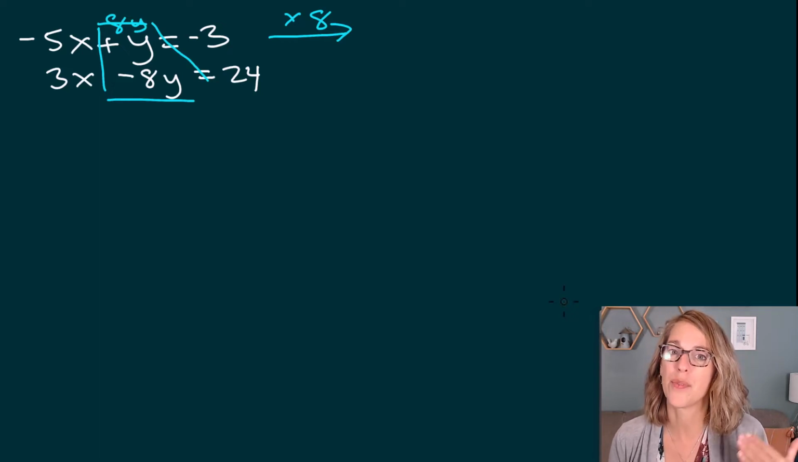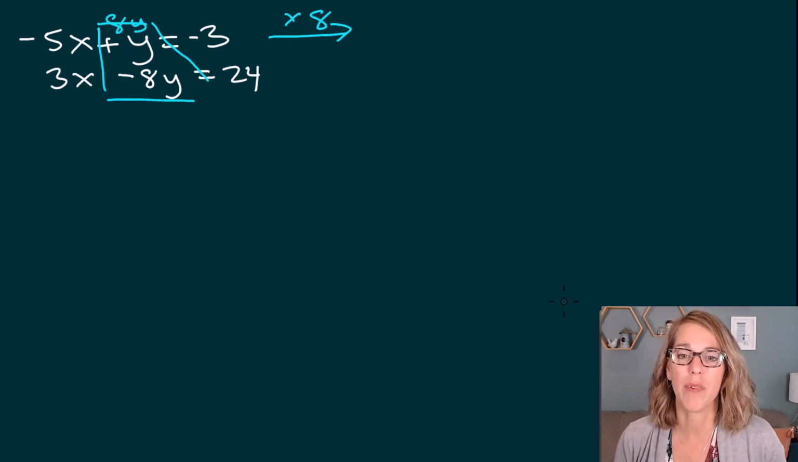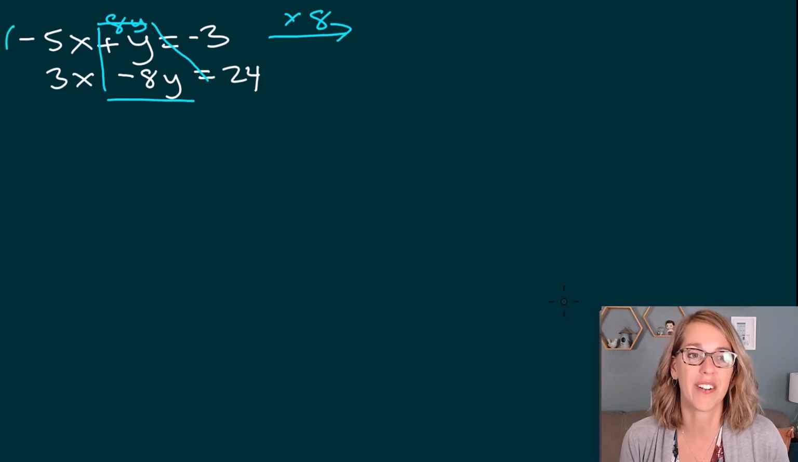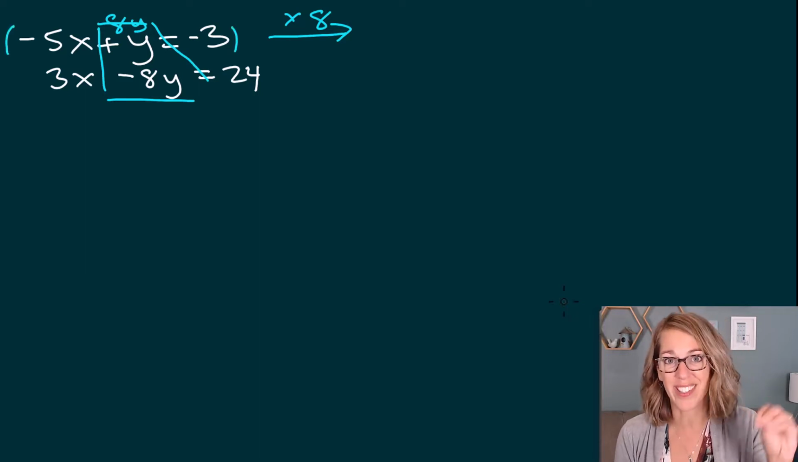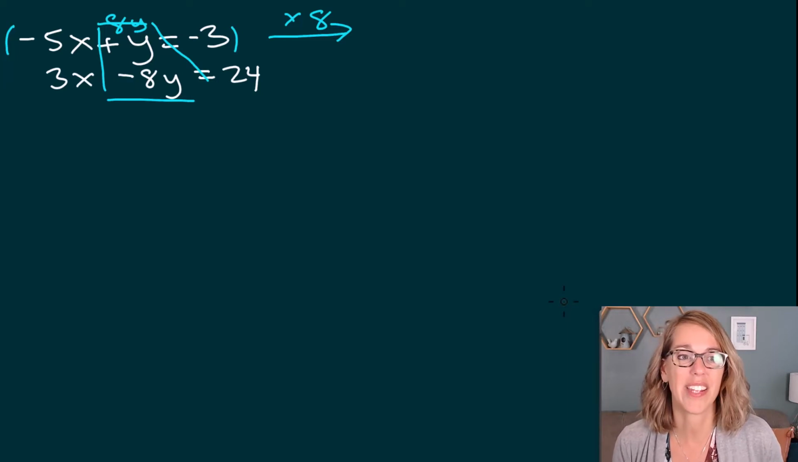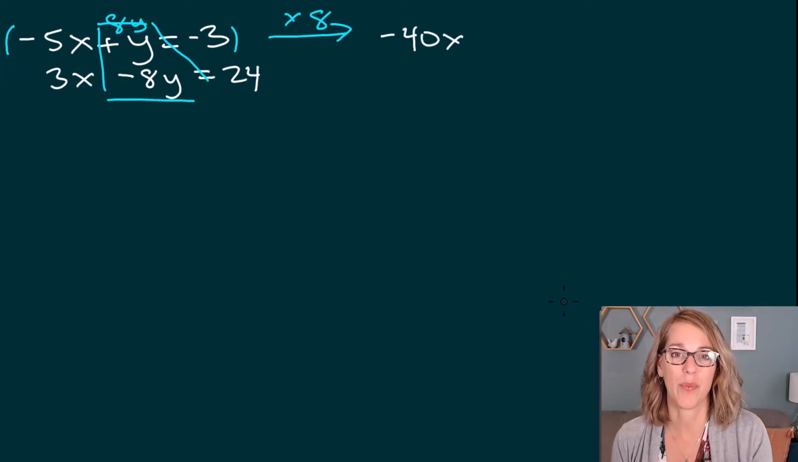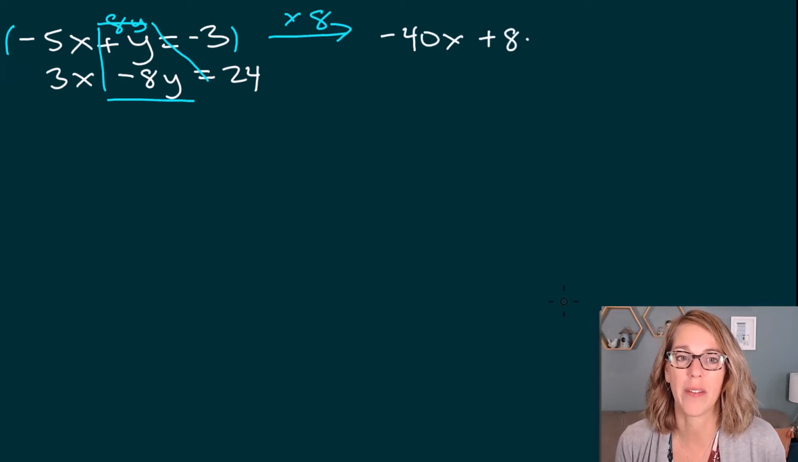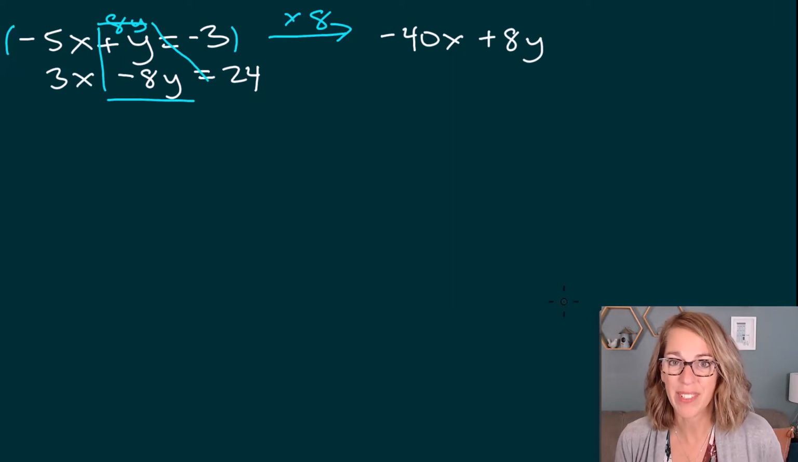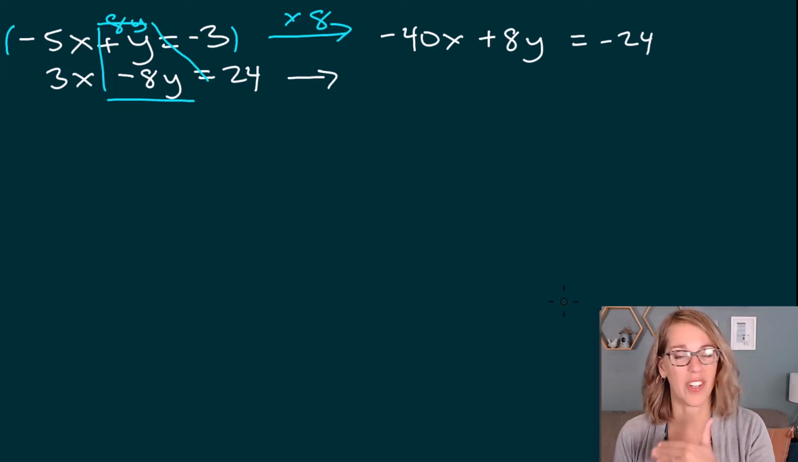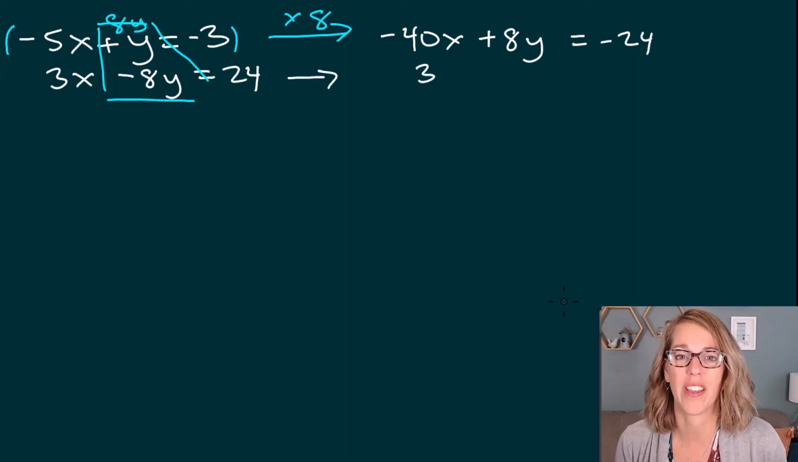Let's go ahead and do that and rewrite our system. So I am multiplying the entire first equation, every single term, by 8. So I end up with -5 times 8, that's going to be -40x. 8 times y is going to be plus 8y, and then -3 times 8 is -24. I can just bring the second equation over, no changes there. So I get a 3x minus an 8y is equal to 24.